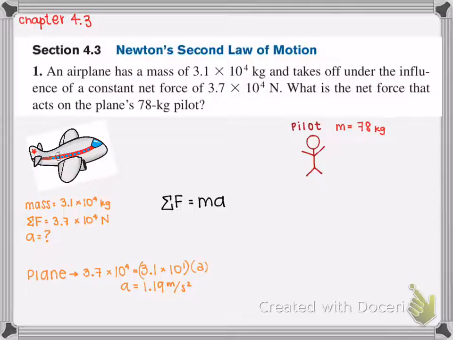the acceleration. So now that we know the acceleration, we can use that same exact formula, net force equals mass times acceleration, for the pilot. We plug in the numbers, and we get 92.82 newtons as our net force for the pilot. This makes sense because it is smaller than the net force of the plane, as I said in the beginning.